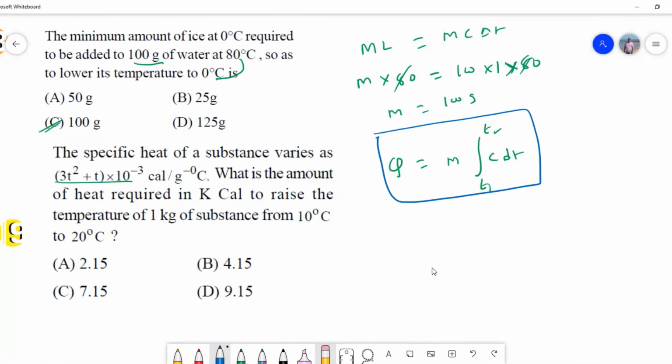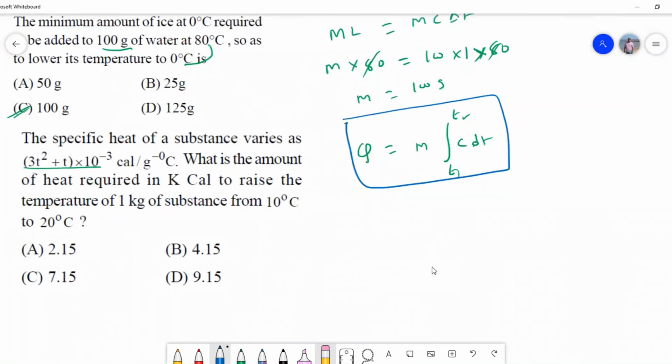So let's write that. And what is the amount of heat required? Kilocalories is being asked. That is very important. So first we'll calculate in calories. So what is the mass given? 1 kg. So I'll write 1000 gram because specific heat is in calorie per gram. So the integral limits are 10 to 20, and the equation is 3t square plus t into 10 power minus 3 into dt.